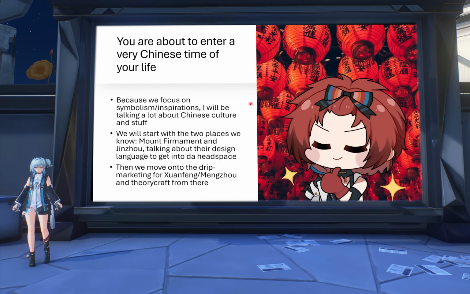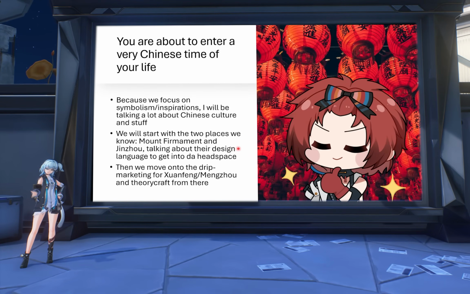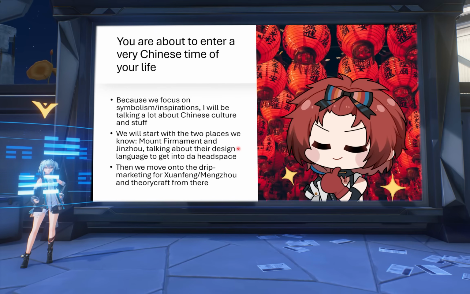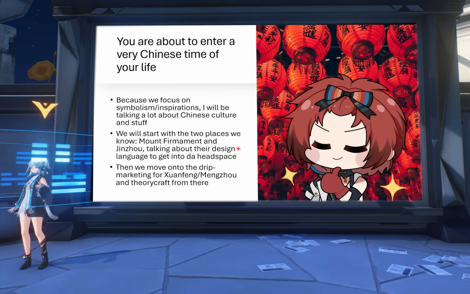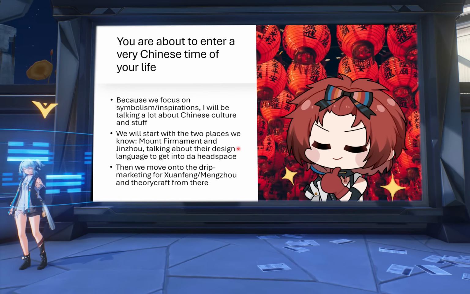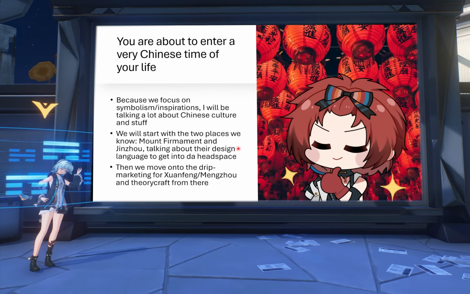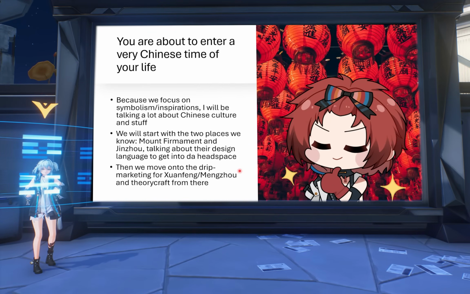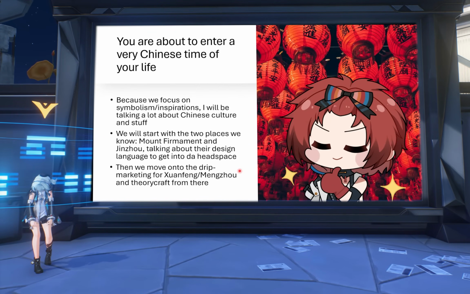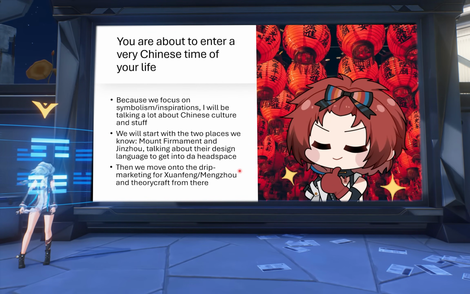And we are also going to be talking about some regions in Huanglong that we've already been to, namely Mount Firmament and Jinzhou, and talk about their design language and whatnot, in order to get into the mentality and the headspace of what Kuro has been doing in regards to linking real-life China to Huanglong. And then afterwards, we'll be talking about Shuangfeng and Mengzhou and basically theory crafting some stuff based on that. So that's going to be basically the thread of the video.